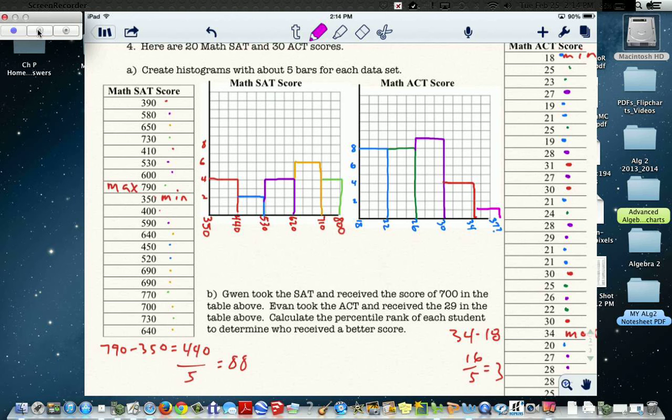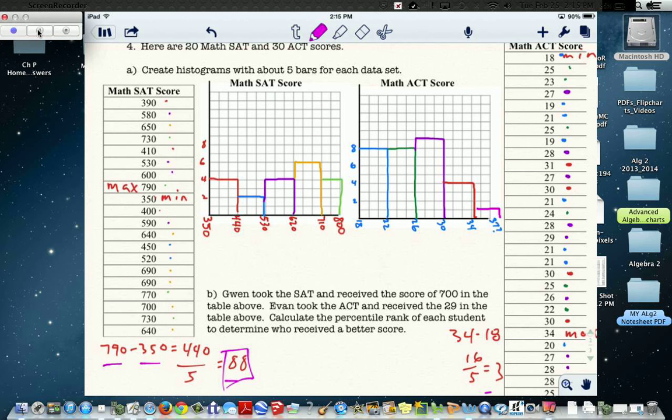So here at the bottom, I made some calculations. You can see that if I take the maximum 790 minus the minimum 350, I get 440. Dividing that by 5, I get that each bin width should be about 88. So what I did on the first example is just used a bin width of 90. That's a nice round number. It allows me to start at the minimum 350 and just go every 90. I get out to 800. So there are my 5 bins.